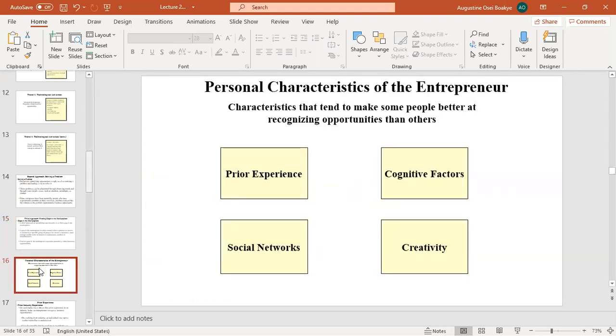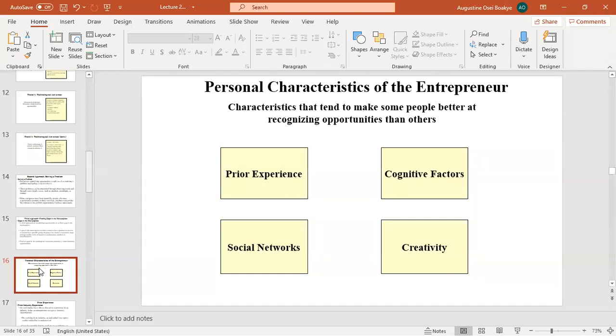Now, research also indicates that there are certain personal characteristics which distinguish entrepreneurs from non-entrepreneurs. In other words, if you do a quick survey of all entrepreneurs across the globe and try to identify certain commonalities in their characteristics, which assisted them to identify opportunities in their business environment, these 4 attributes stand out.